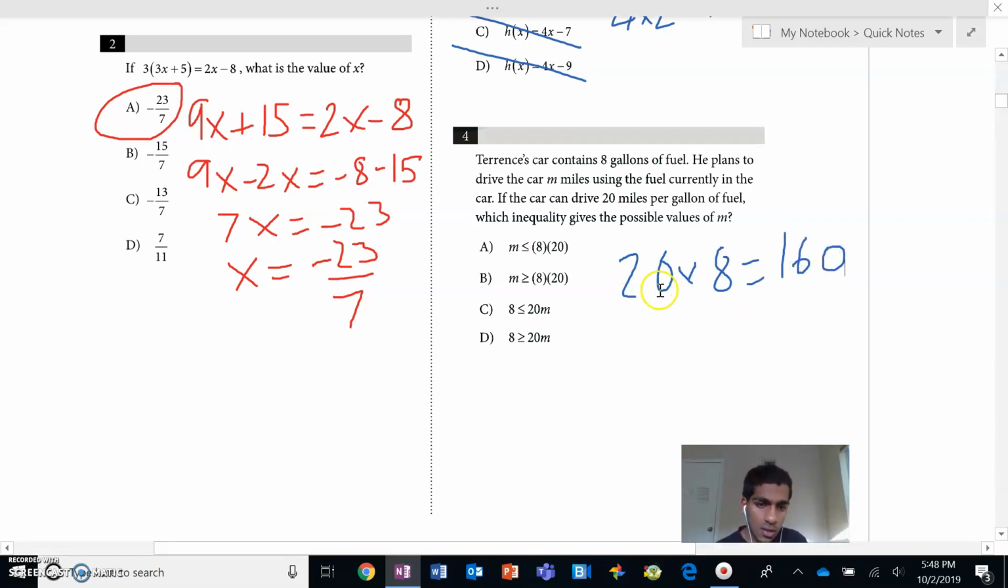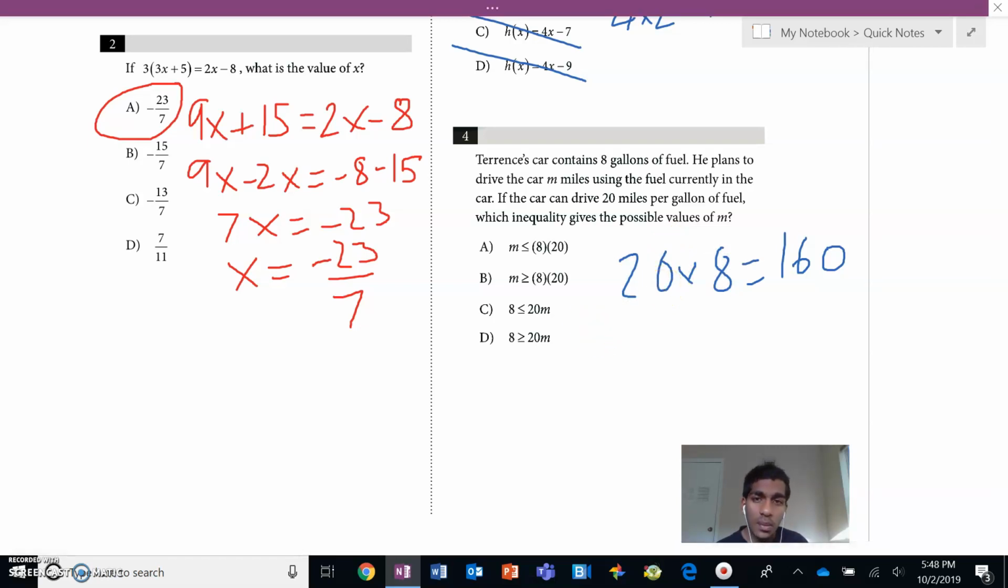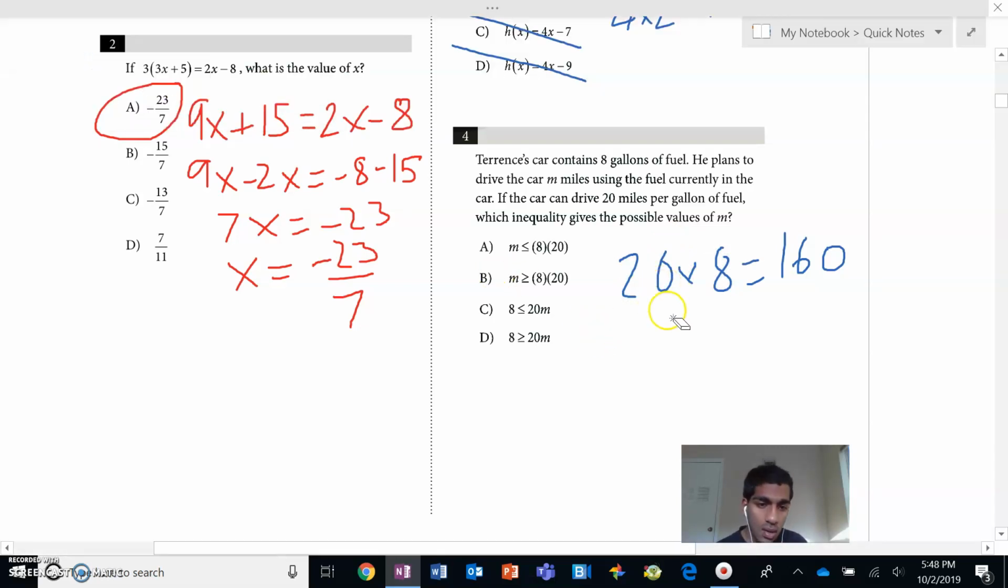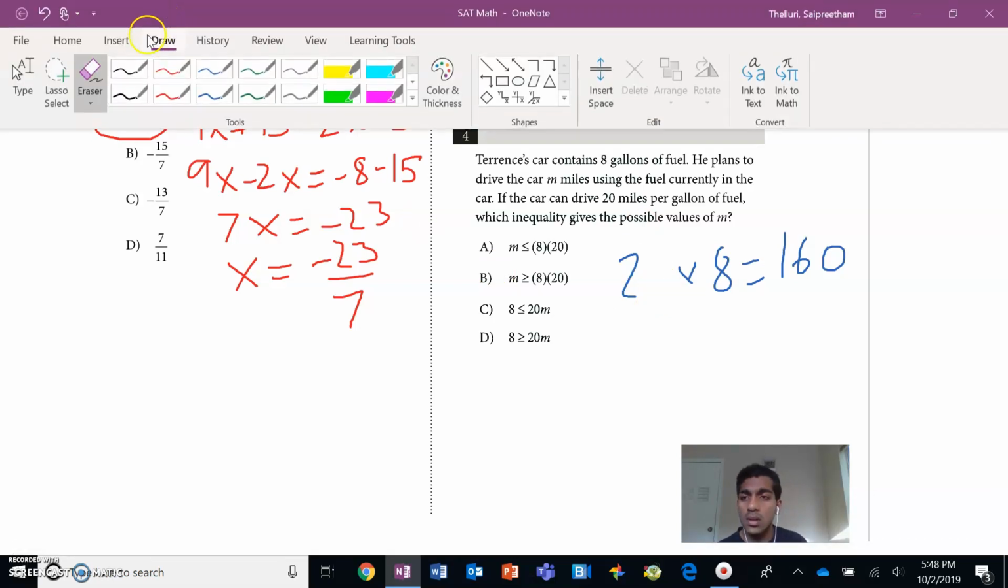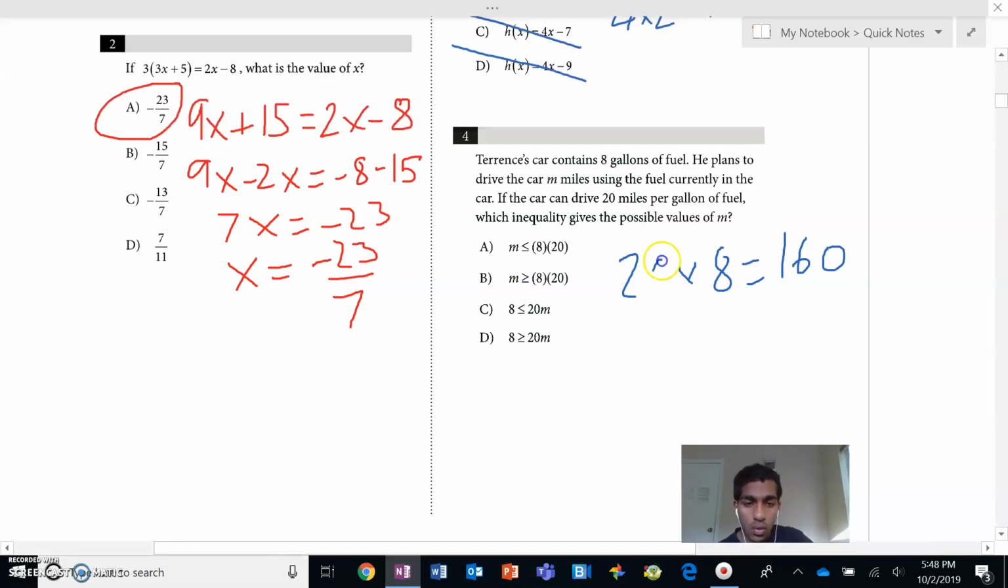Oh, excuse that 0 right there. That's got to be a 0, but it looks like a 6. But anyways, I'm going to just erase that right away and fix that. That is a 0. Yep, right there.